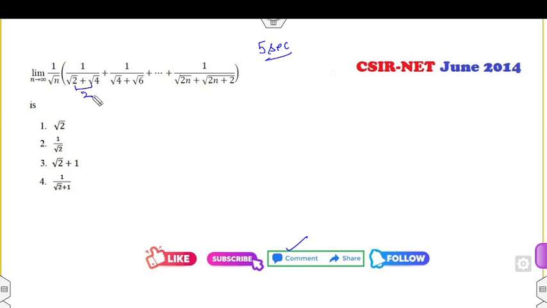What is the difference? 2. Difference 2. What is the right answer of this? 1 over root common difference. So the right answer is B, my correct answer.